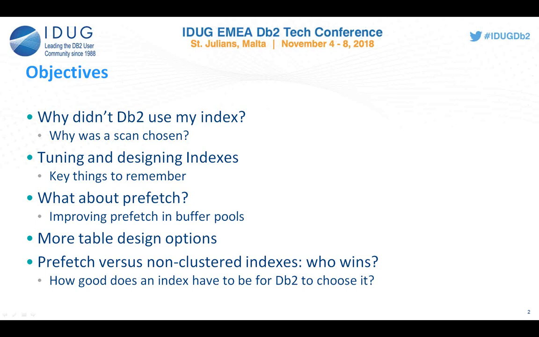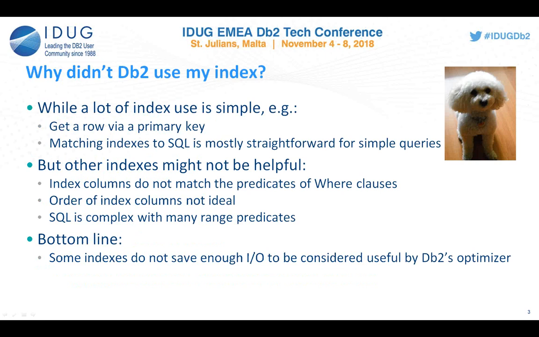In terms of designing indexes, we want to talk about some key things to remember there. Yes, I could do five presentations on indexes alone, but we're going to just touch on the high points, and then we'll talk about prefetch. And if you do end up with prefetch, what are the ways you can make prefetch work a lot better and have less of an impact on your workloads? We'll talk about other things, and then we'll compare prefetch to non-clustered index and who wins. So with that, we'll carry on.